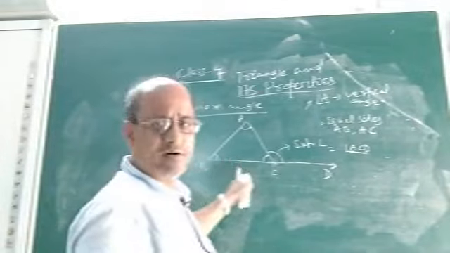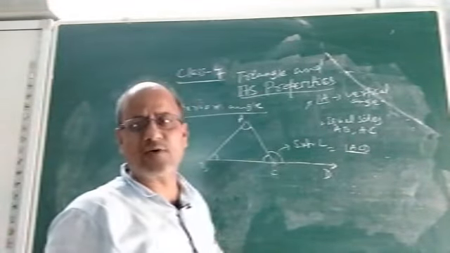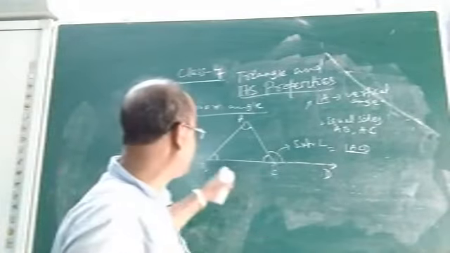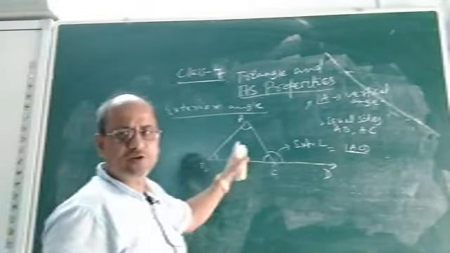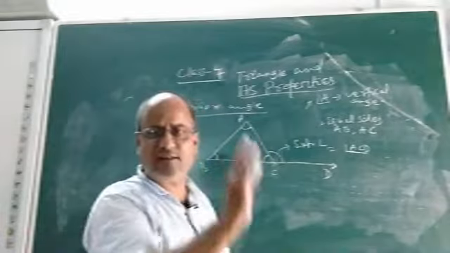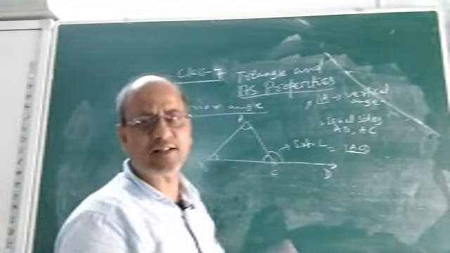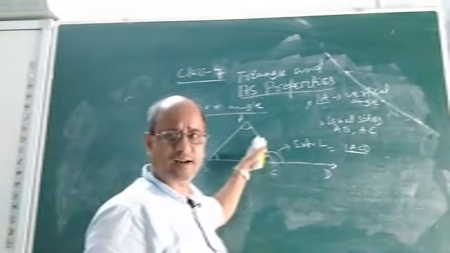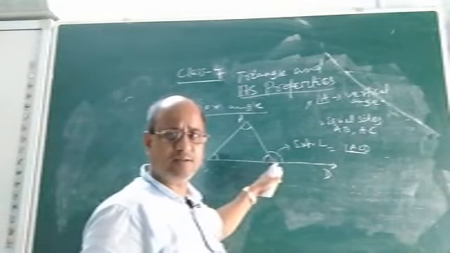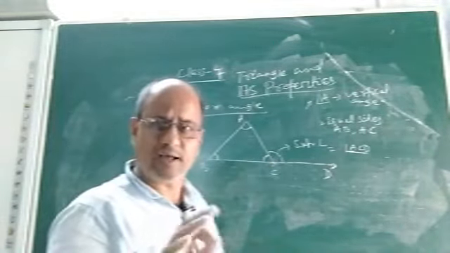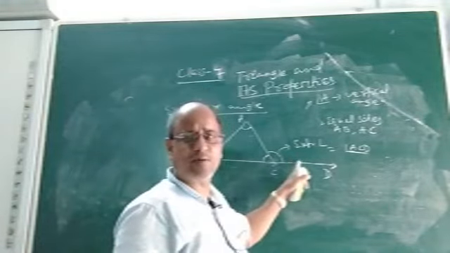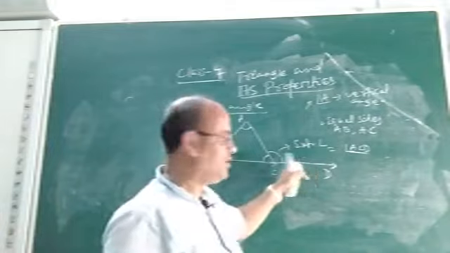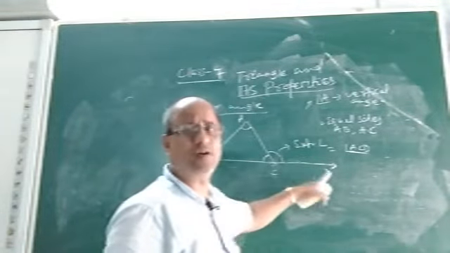Now the point is, how many exterior angles can we get in a triangle? Definitely 3, because there are 3 sides, and all the 3 sides can be extended in 3 different directions. Like there are 3 interior angles, interior angle A, B, C, similarly there will be 3 exterior angles. So now let us consider this exterior angle, obtained by producing or extending BC up to D.